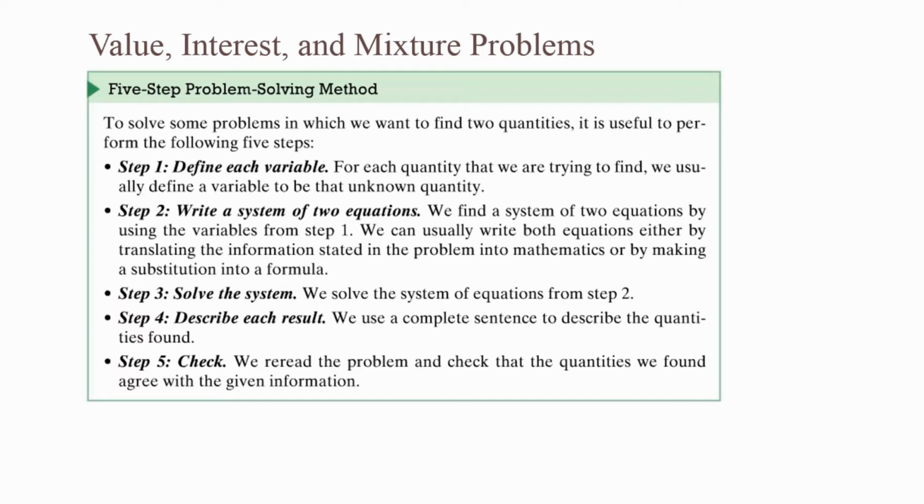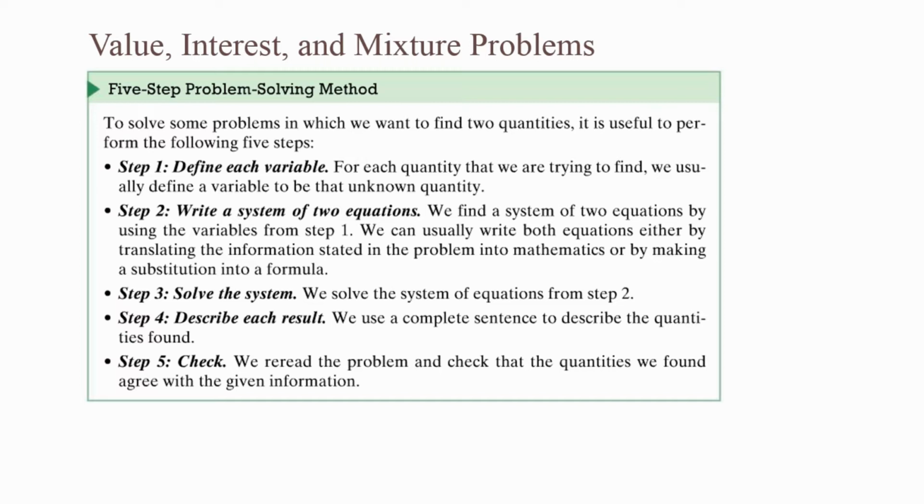To solve some problems in which we want to find two quantities, it is useful to perform the following 5 steps. Step 1. Define each variable. For each quantity that we are trying to find, we usually define a variable to be that unknown quantity. Step 2. Write a system of two equations. We find a system of two equations by using the variables from step 1.